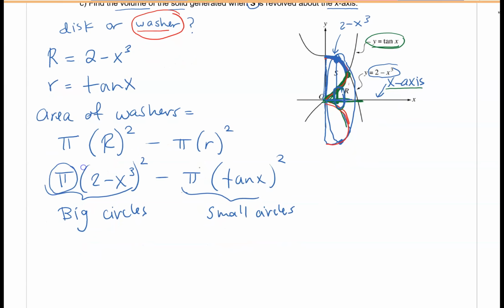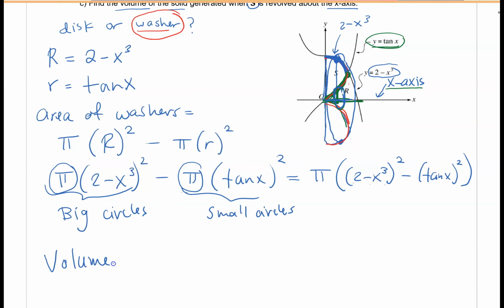But they each have a common constant, so you can pull out the pi and just be left with each of the radii squared. So here is the area of my washer. Now, if I want to get the volume of the full solid, what I do is I integrate. I sum up infinitely many areas. So I'm going to integrate again from 0 to this point of intersection.